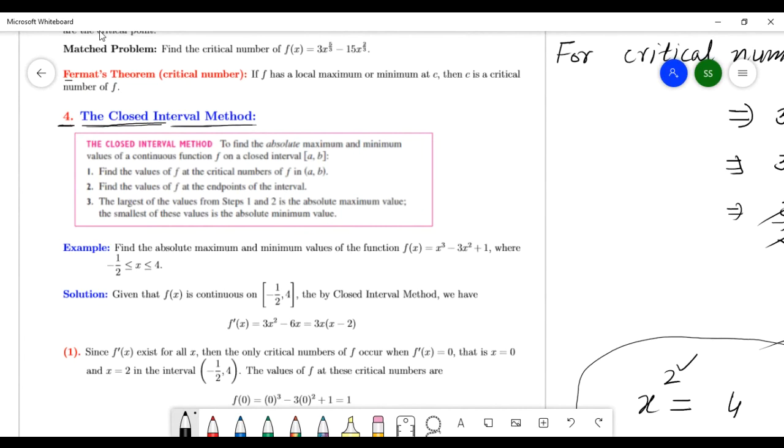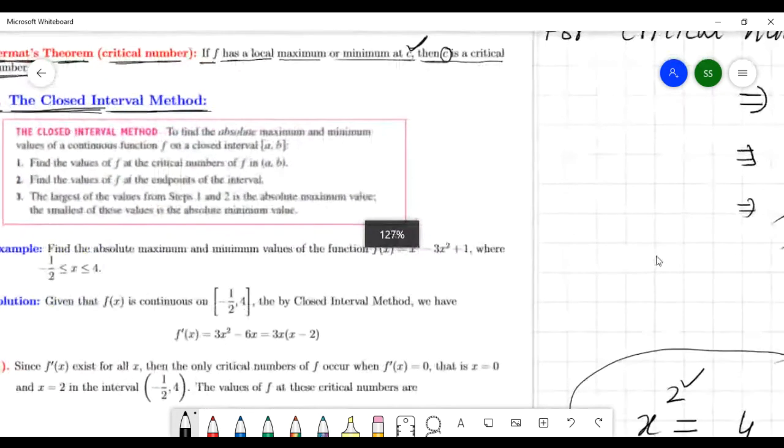See this theorem first. Fermat's theorem: if function f has a local maximum or local minimum at number c, then this c is a critical number of f. Okay, this is Fermat's theorem. Now see this point. The closed interval method to find absolute maximum and absolute minimum value. So this is the method.